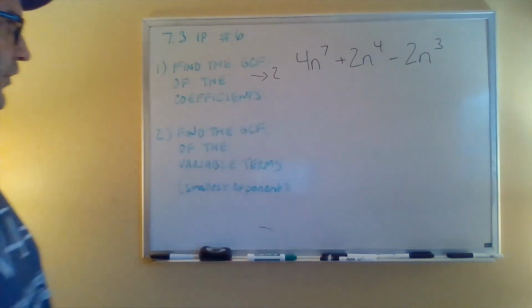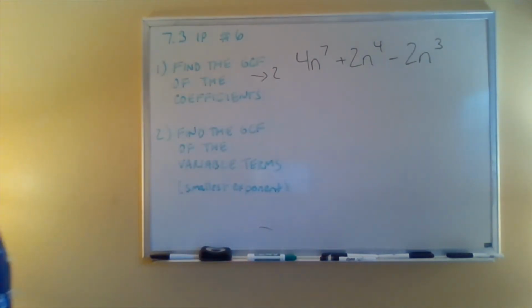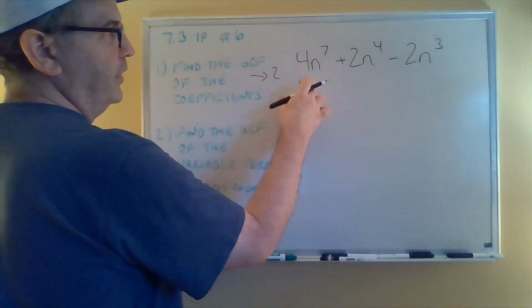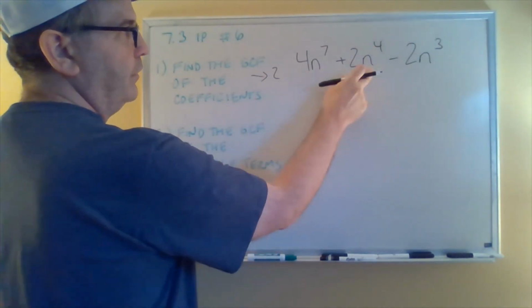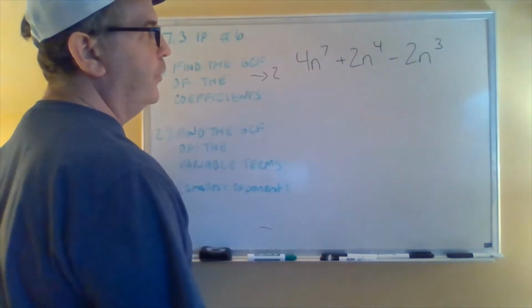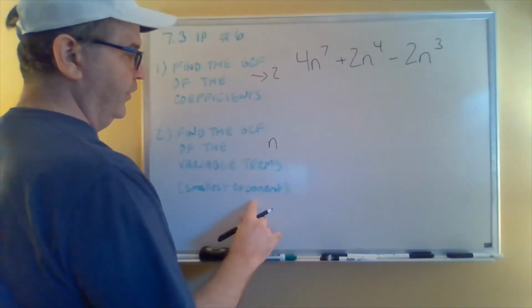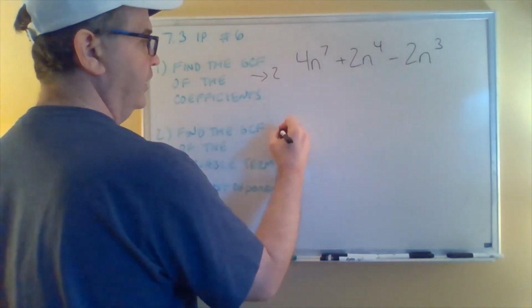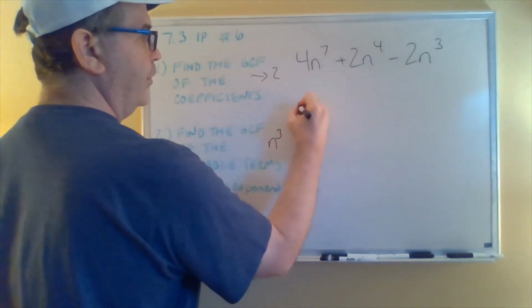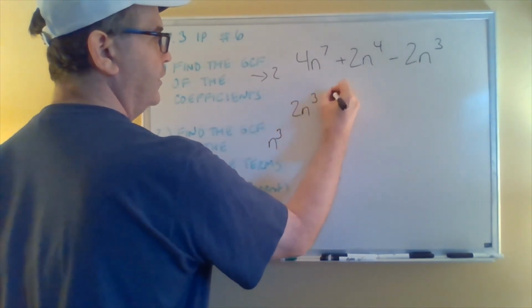Now we need to find the greatest common factor of our variable terms. It has to be a variable present in all 3. We have n to the 7th here, we have n to the 4th here, and n to the 3rd here. So we have n in all 3 terms, and we pull out the one with the smallest exponent, which is here, n to the 3rd. So our greatest common factor is 2n to the 3rd.